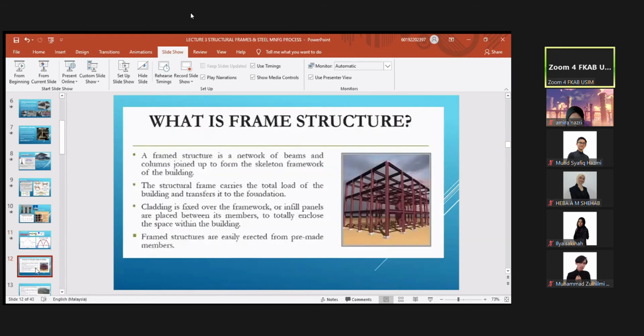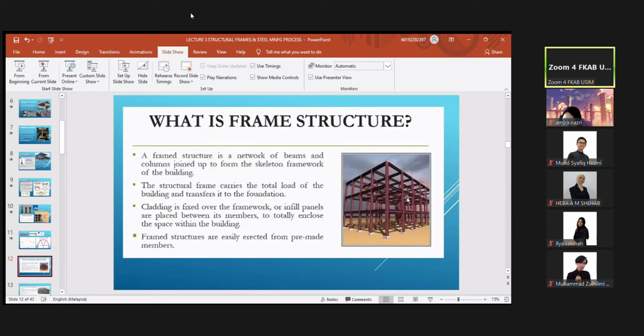Next one. Okay, now we go into what I call frame structure or structural frame. What is a frame structure? A frame structure is a network of beams. Beam is horizontal, okay? All horizontal frames are called beams. And columns join up to form a skeletal framework of a building. Column vertical, beam horizontal.